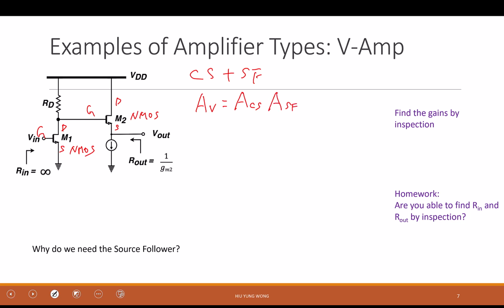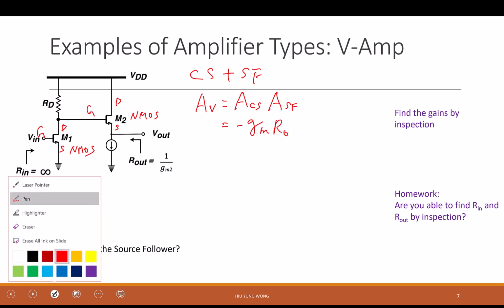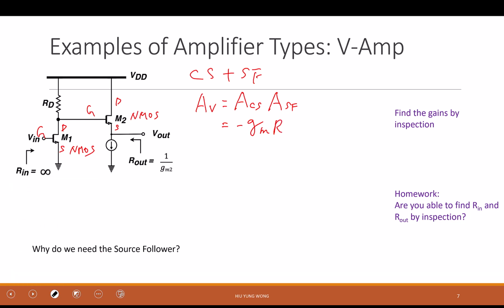So what is the gain of the common source? Negative gm RD. Let's ignore the channel length modulation because now we are in a more sophisticated circuit, and also in this topic we care about only the input output impedance for now, so we can make it simple, just gm RD, but it's good you know it's gm RD parallel ro.